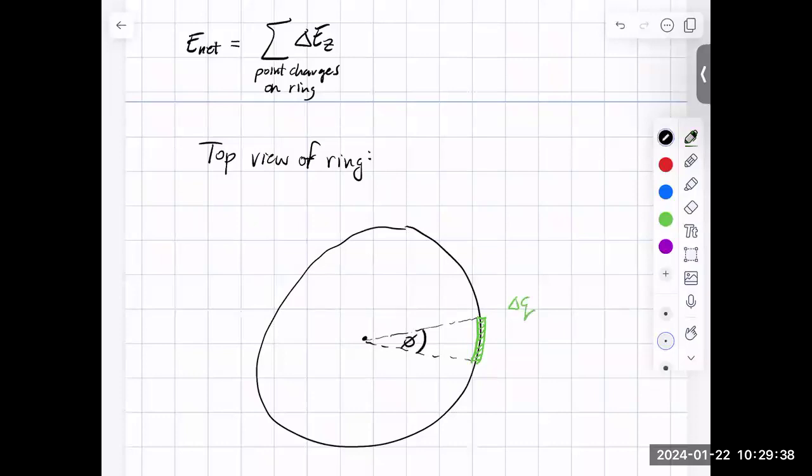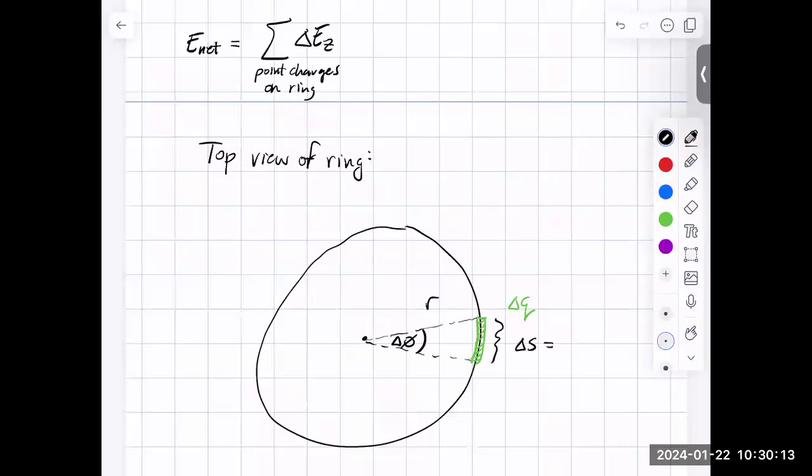And let's call the angle that defines this little green arc phi. In fact, I'll call it delta phi. I'm not using theta because we've already used theta for the angle between our z-axis and that electric field delta E. Okay, so remind me, if our circle has radius r, what is the length of this arc?